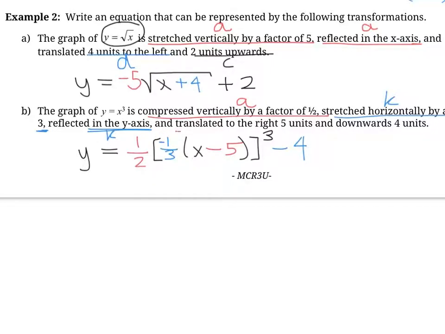Next, we have a horizontal translation to the right, so we know that that's going to affect our x. Make sure that there are brackets around the x minus 5, because if we were missing the brackets, then it wouldn't actually be a transformation of 5. We'd have to factor out our k value first to be able to figure out the transformation. And last, we have a shift downwards of 4, and this is why we have a -4 on the outside.